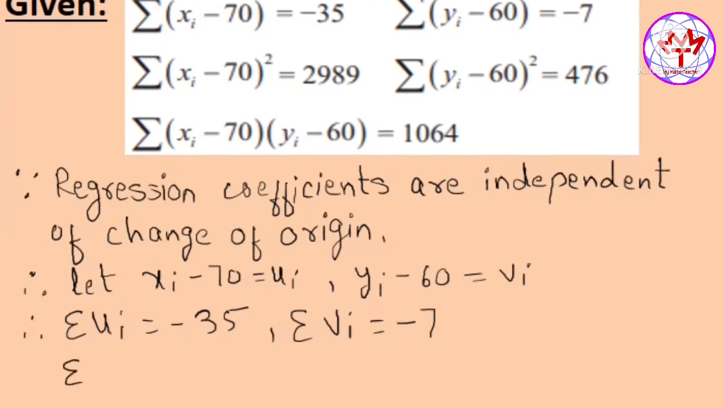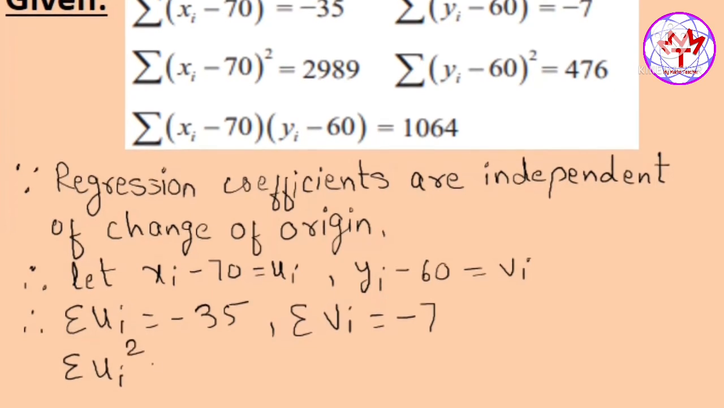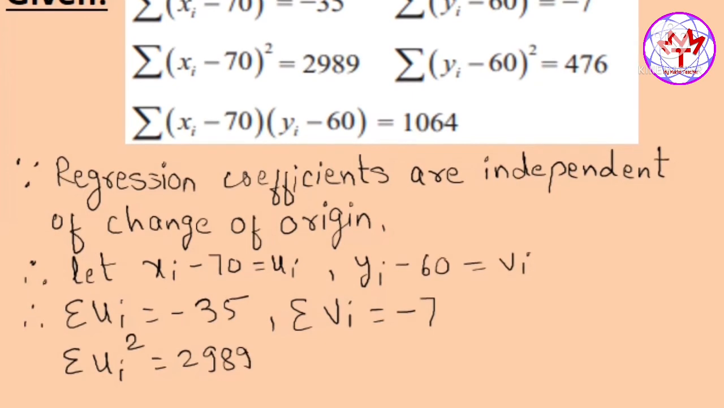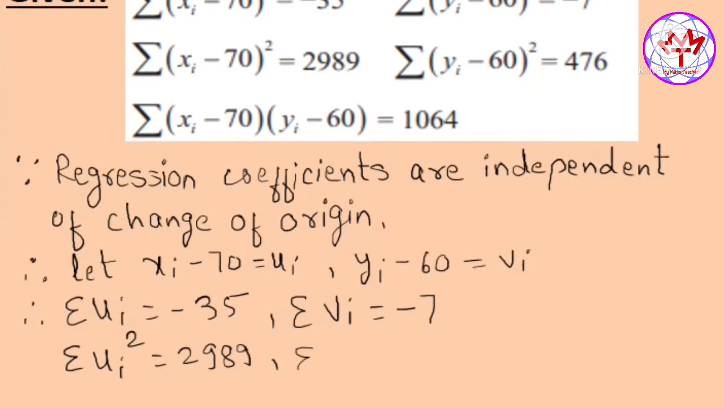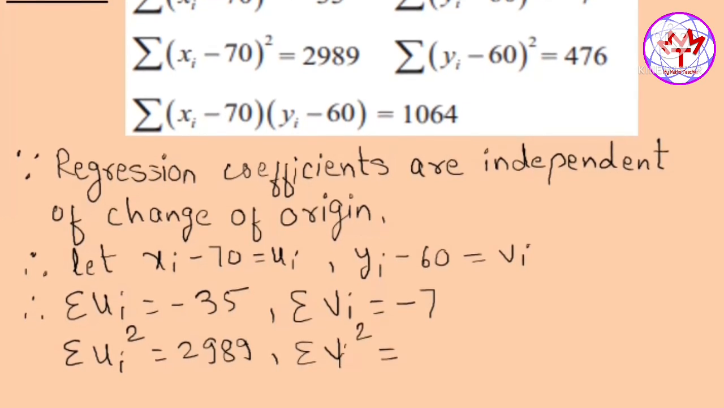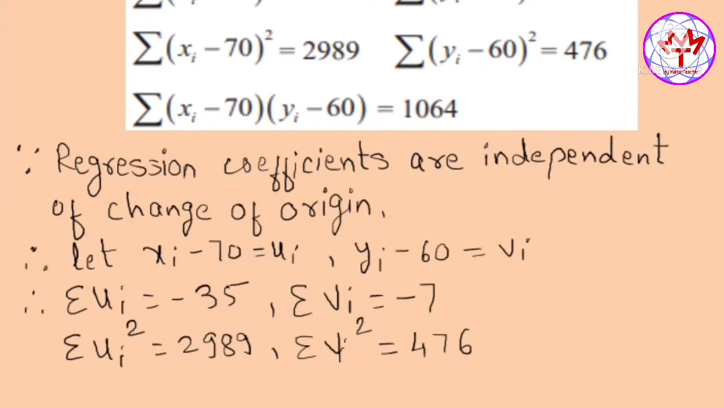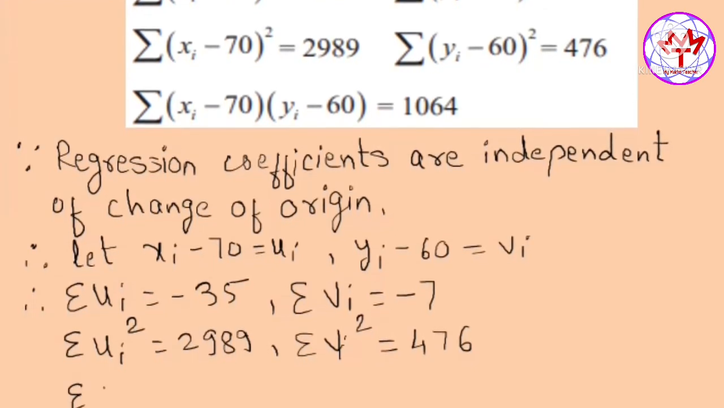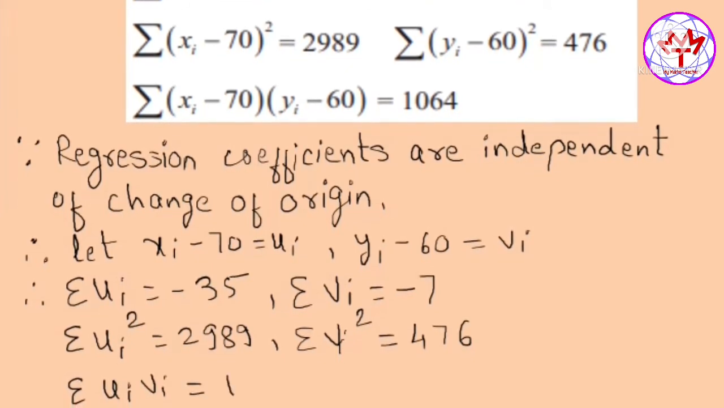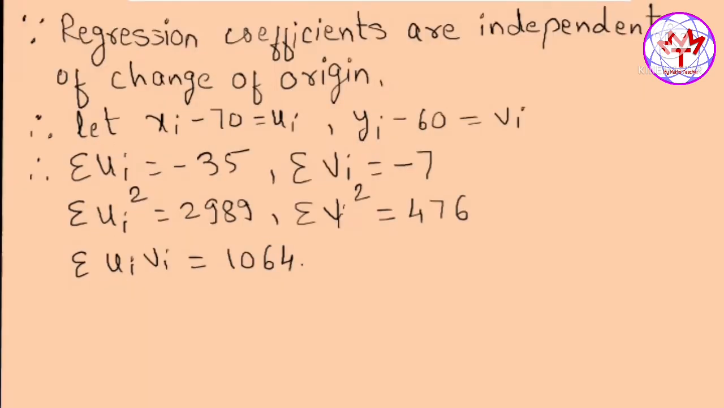Then summation ui square is equal to 2989. Then summation vi square is equal to 476 and summation ui into vi is equal to 1064. Now as we know, u bar is equal to summation ui upon n.